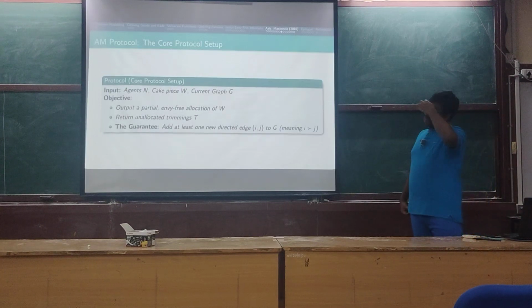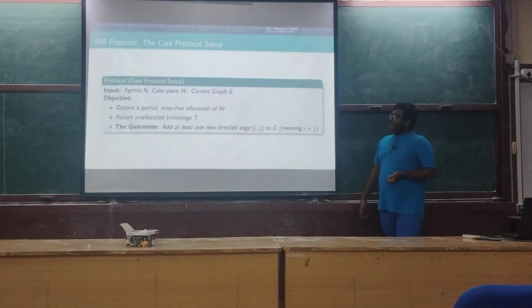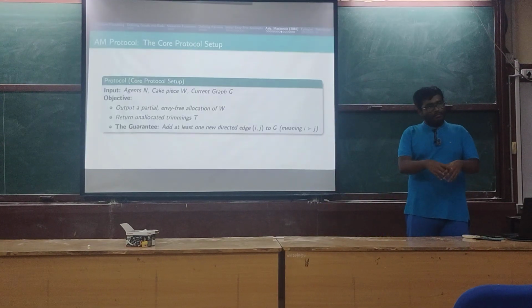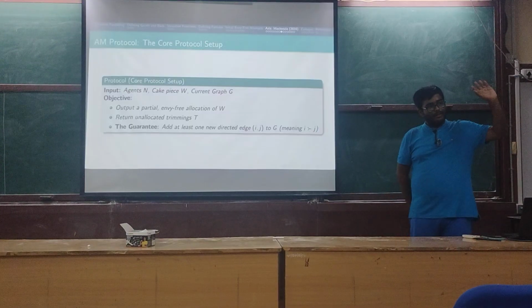So I'll just finish the core protocol setup, and then we will be done with most of the talk. The core protocol setup, as I mentioned, is a partial envy-free allocation: you remove the trimmings, and everything else is allocated nicely.